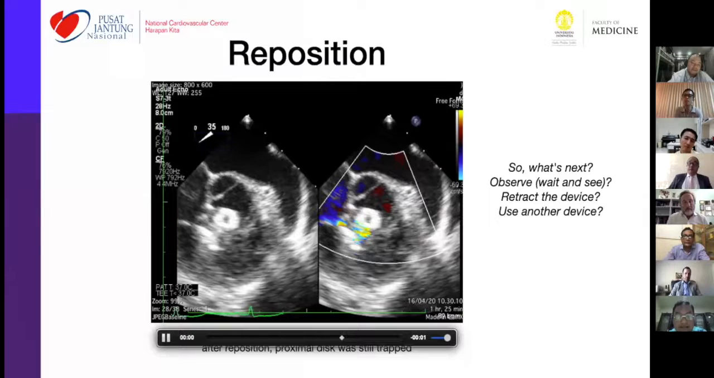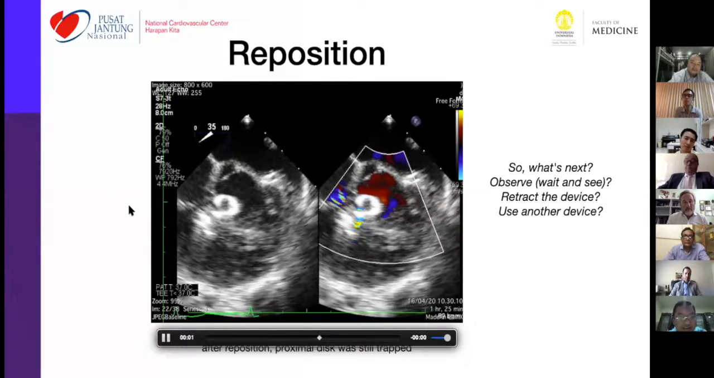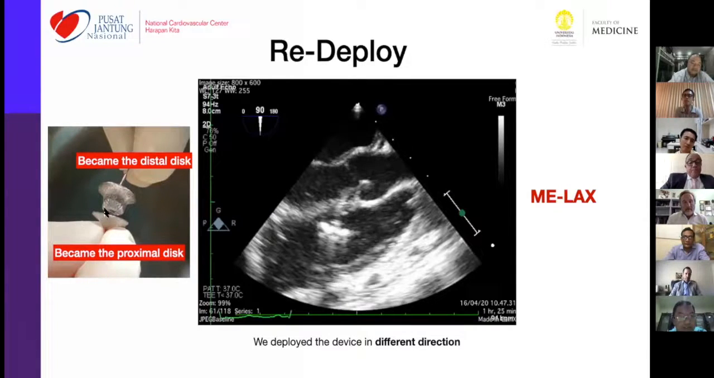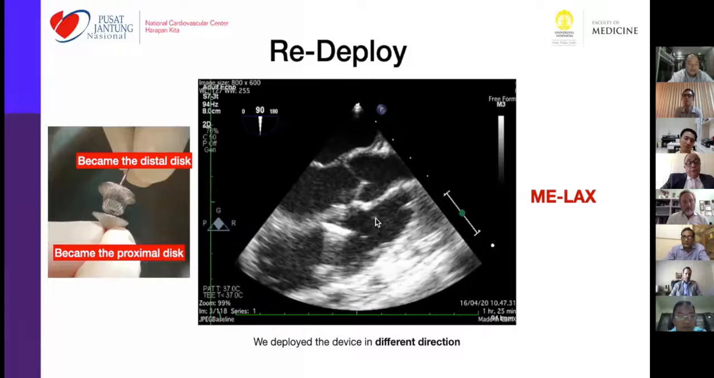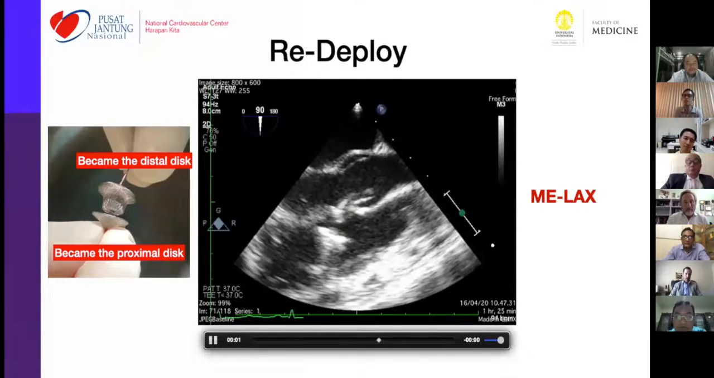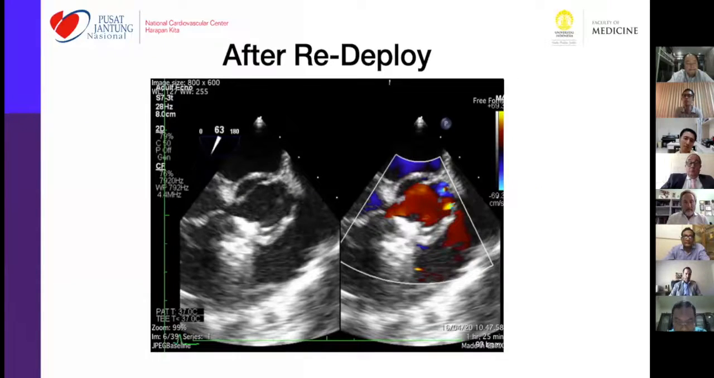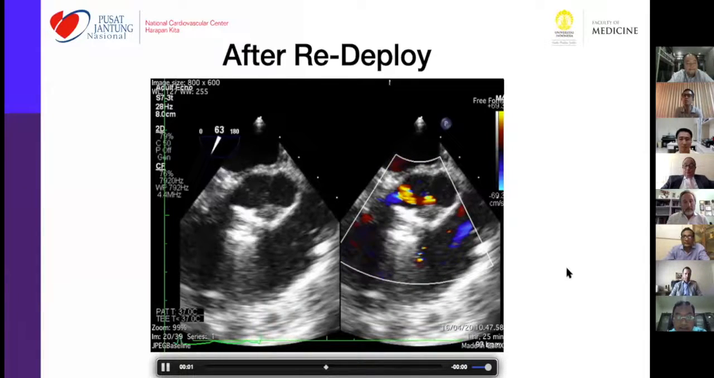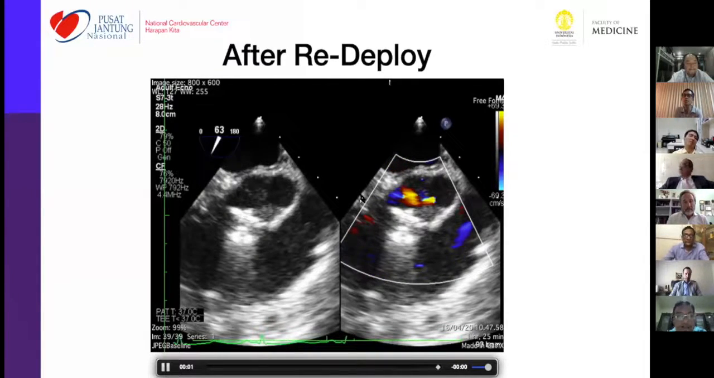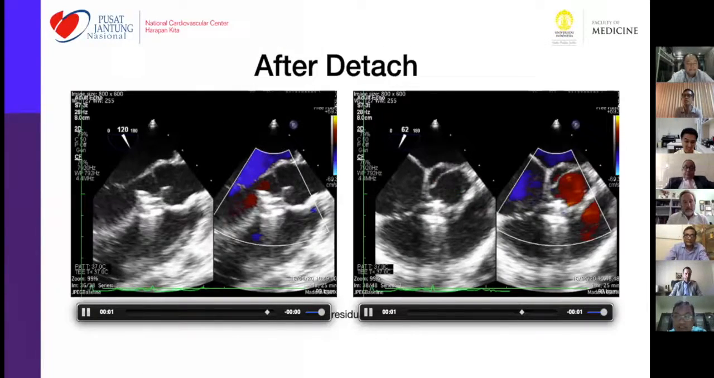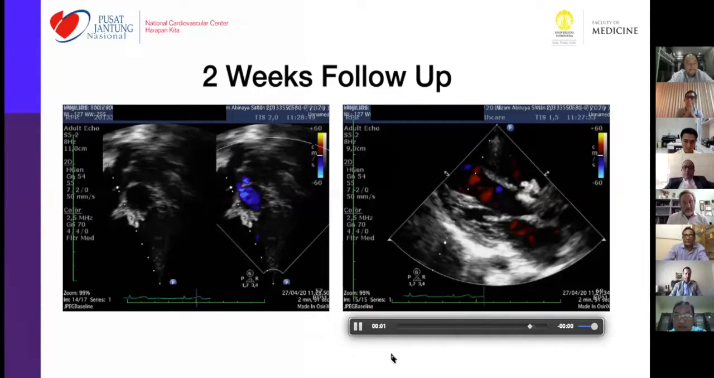So what next? At that time, we changed the direction. This part becomes the distal, and this part becomes the proximal. So we did the implantation with the same size. This is the result. It looks good. The TR is diminished, and after release, there's no AR, and the TR is diminished. So at 2 weeks follow-up is a good position.